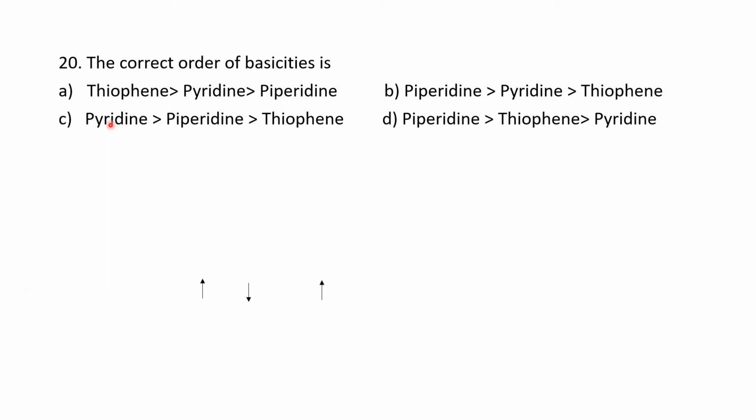In the case of piperidine and pyridine, see here, in piperidine the lone pair is in an sp3 hybridized orbital, so it is freely available for protonation, more than in pyridine. And in pyridine, what will happen? This lone pair of electrons is sp2 hybridized and is very tightly held by the nucleus. It is not available for protonation.